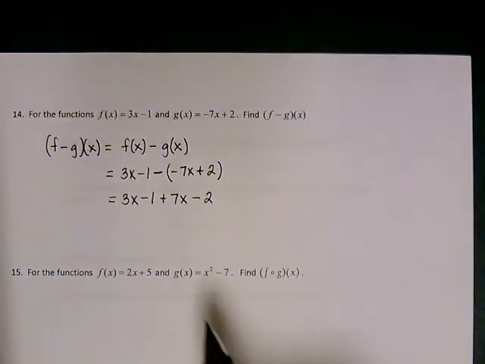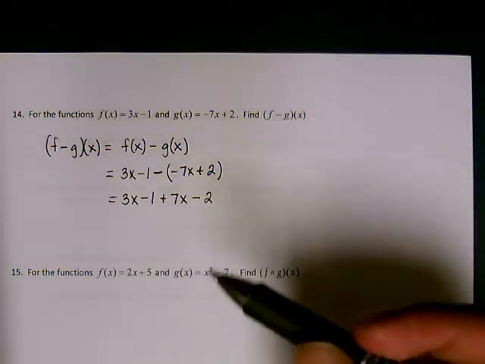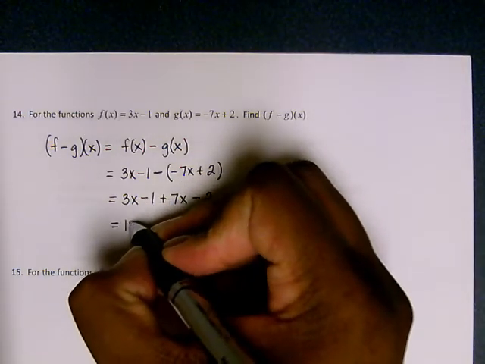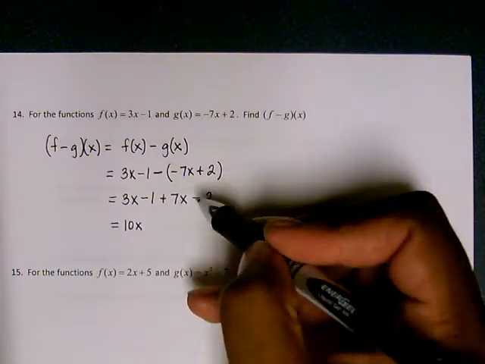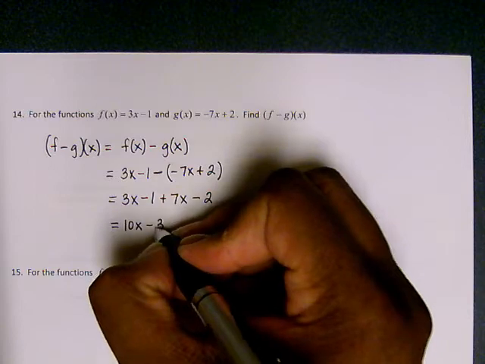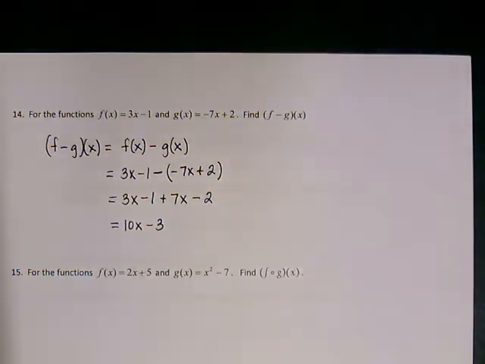Now combine like terms here. 3x plus 7x is 10x. Minus 1 and a minus 2 will be a minus 3. And that's as far as I can go with that problem. So f minus g of x, which is f of x minus g of x, will end up being 10x minus 3.